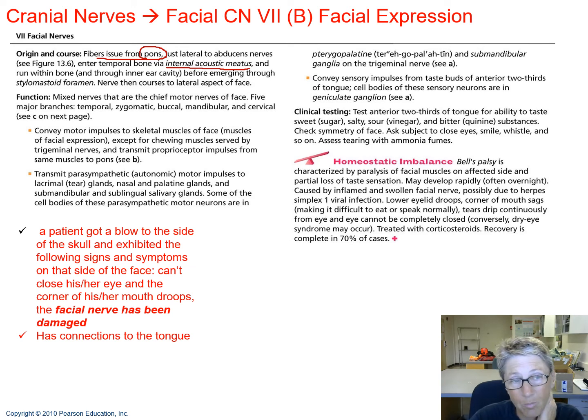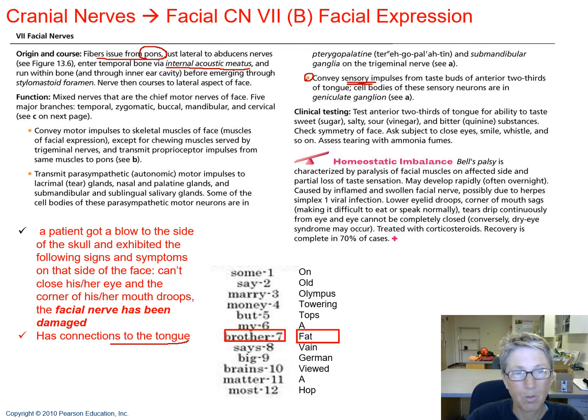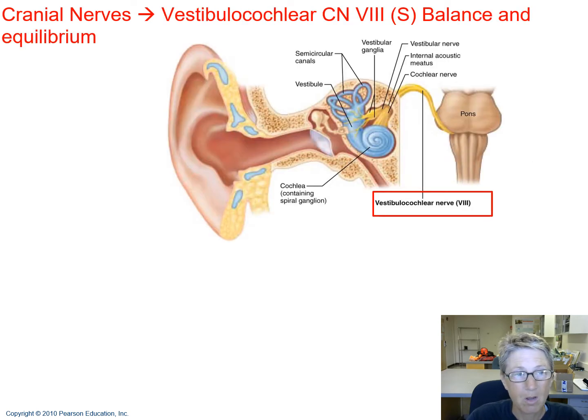And it's also important to note that the facial nerve, cranial nerve 7, has connections to the tongue. So this bullet over here, the facial nerve will convey sensory impulses from the taste buds of the anterior 2/3 of your tongue. And we'll talk about that when we do the special senses and taste. Okay, so we're down here on cranial nerve 7, almost done.